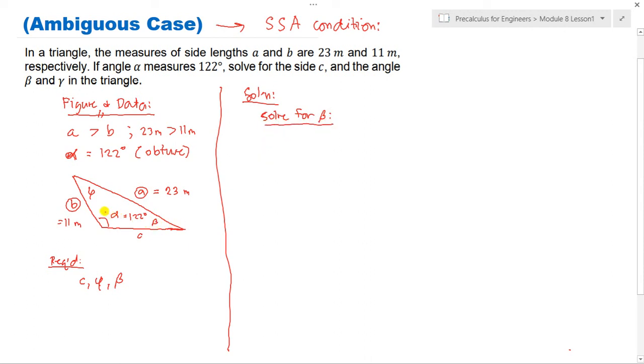Because its opposite side B is already given. Since it is given, then I can also use A, because for A, all are given. So that is A over sine alpha is equal to B over sine beta. Here we can get beta because A, alpha and B are given. So sine beta is equal to, cross multiply, B sine alpha. Then divide both sides by A, that is sine beta is equal to B over A sine alpha. Now we're going to take the inverse.